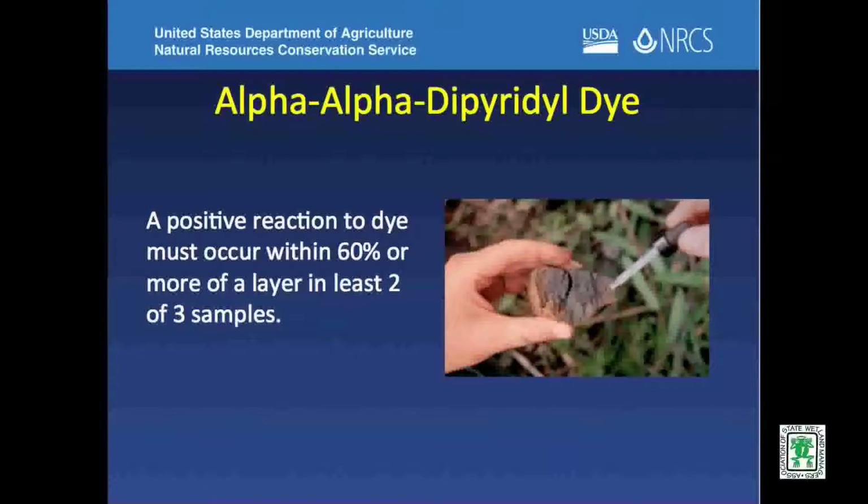The last method for measuring anaerobic conditions is the use of alpha-alpha dipyridyl dye. The dye is a clear dye that when you put it on the soil and you have reduced iron in solution, it will turn pink or red in color. And you need a positive reaction that occurs over 60% of the soil surface that you apply the alpha-alpha to. And you need to test 3 samples, and at least 2 of those 3 samples must meet that 60% criteria. The picture here shows you using the actual dye.